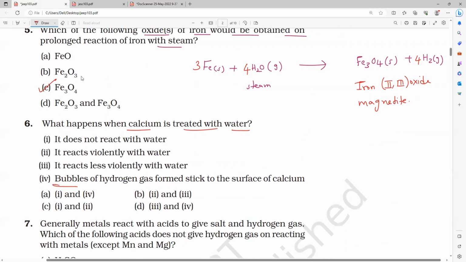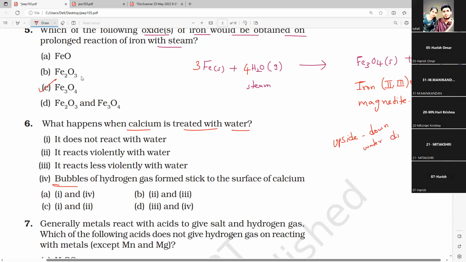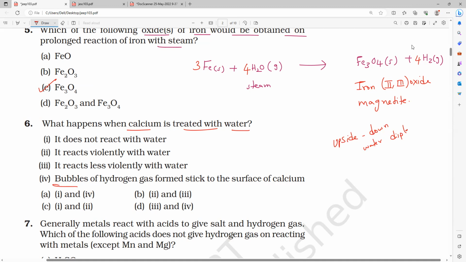That is an experiment we have also done. What is the name? The upside down experiment. What is that upside down water displacement experiment? For what gas, everybody? Yes, please. So it is the displacement method. We keep an inverted tube, and in the inverted tube we get a gas. What is the gas we get, guys? Hydrogen gas.